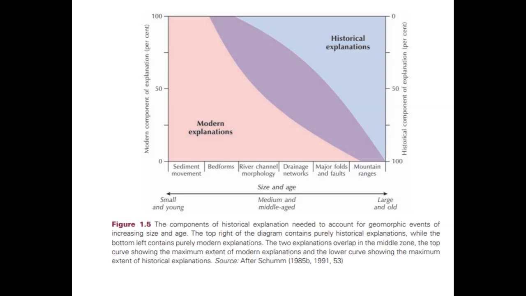The middle zone represents medium-sized, intermediate-aged events that require a combination of both historical and modern explanations for a complete understanding. Components of historical explanation. Historical explanations of geomorphic events rely on a variety of tools and techniques, including study of sedimentary rocks. By analyzing the types of sedimentary rocks and their layers, we can determine the environments in which these rocks were deposited and estimate the chronological age of geological events.